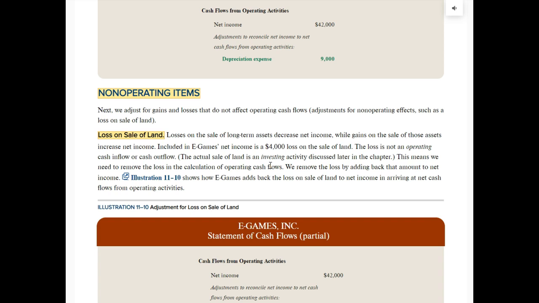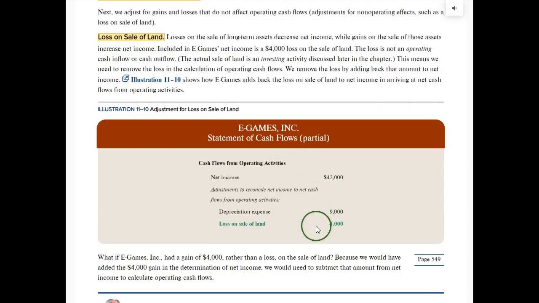So this loss, sort of like depreciation, decreased net income, but it was not a cash flow number. This is not cash going out the door. So we add back a loss on sale of land. Now the opposite of this, if we had a gain on sale of land, we would deduct the gain. Add back the loss, deduct a gain. And this would be land, it could be buildings, it could be equipment, it could be long-term investments. So if you have a loss, add it back. So depreciation is the non-cash item. The loss on sale of land is the non-operating item. So that's how you start the operating activity section.